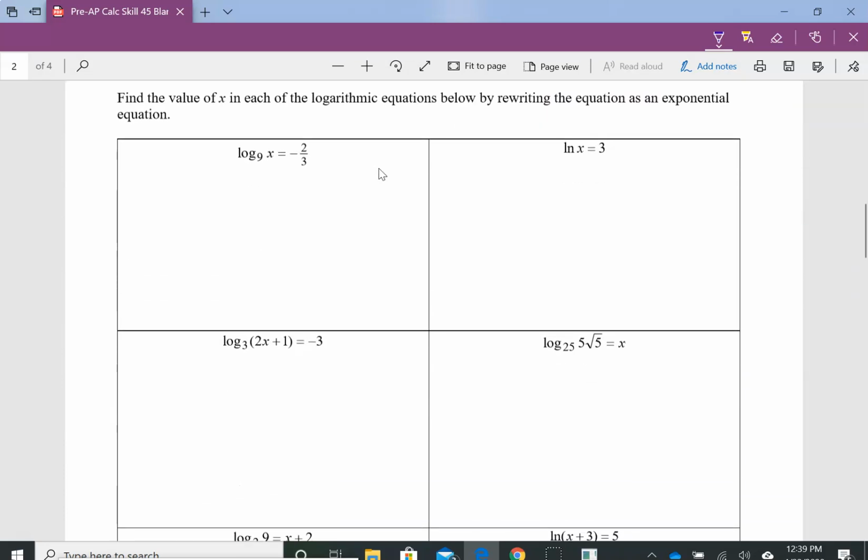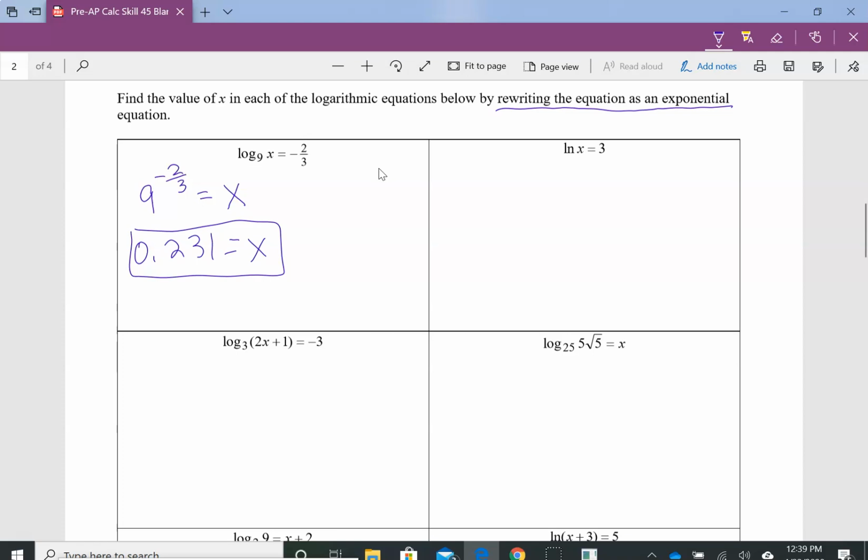So you were asked in your IP to do some questions where you had to solve some logarithm equations by first rewriting as an exponential. So if I'm looking at a problem like this one, I would write this as 9 to the negative 2/3 equals x. And for simplicity's sake, I'm just going to put 9 to the negative 2/3 on my calculator. Calculator gives me 0.231. Okay, and we're just going to leave our answer like that.